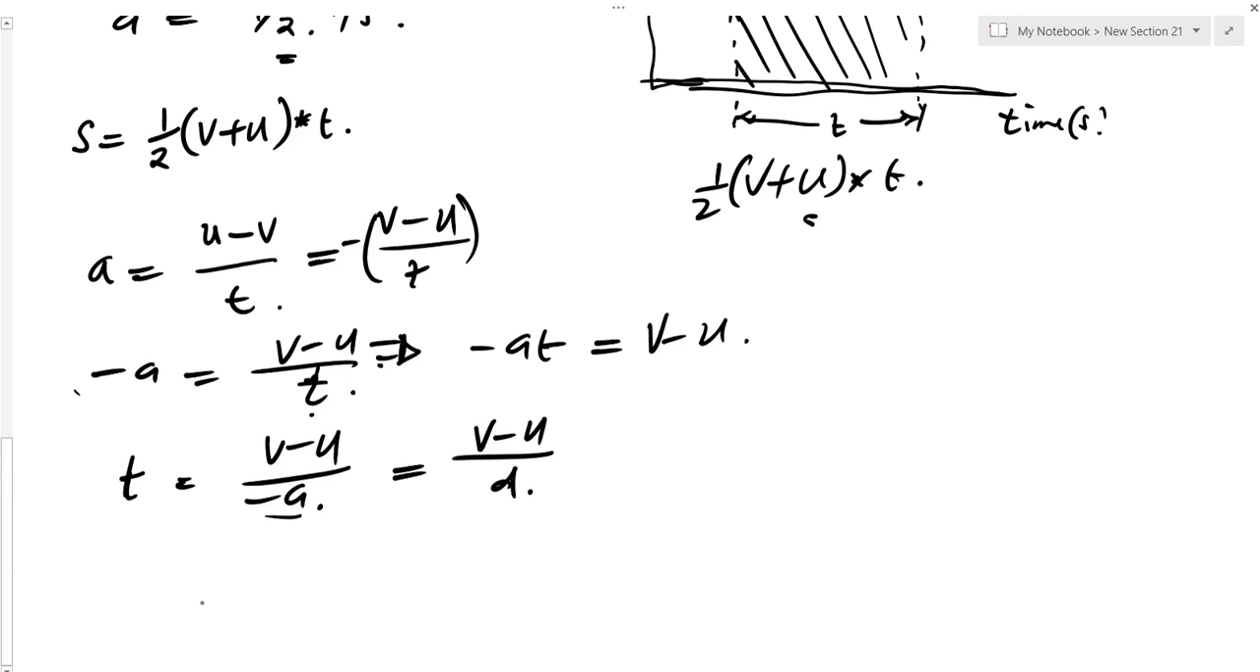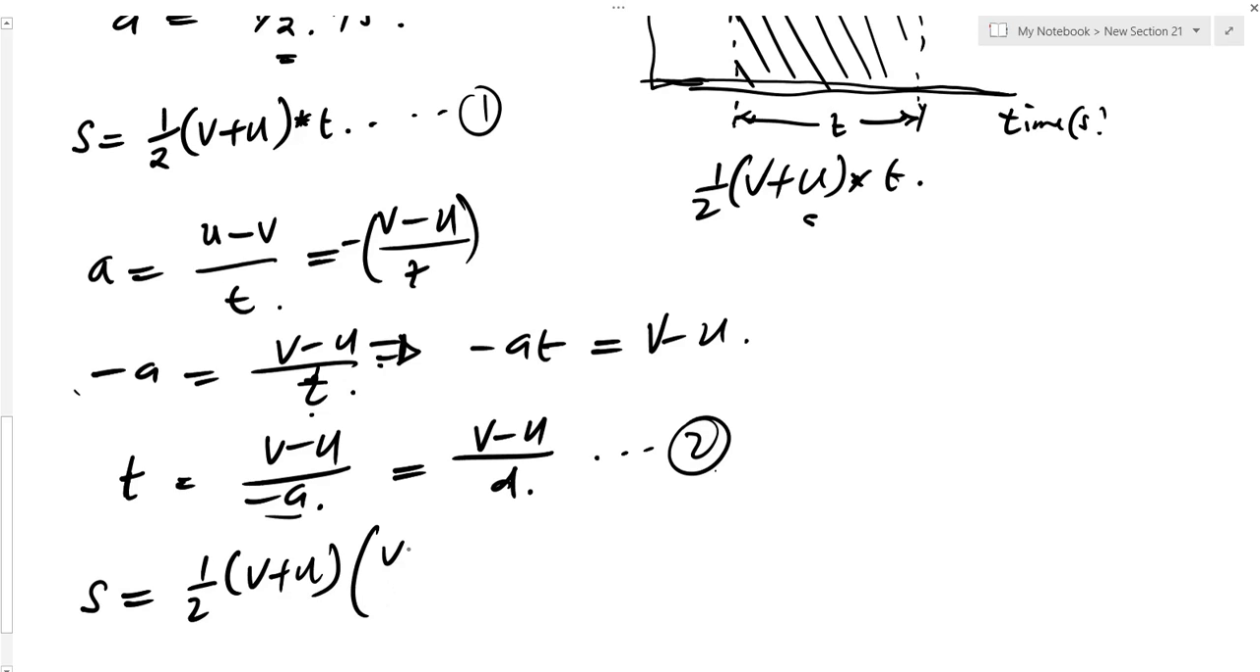Now let me substitute that into the equation. Let me call this equation 1 and call this equation 2. Let me substitute equation 2 into equation 1. I have s equal to half into v plus u times v minus u all over d, which will give us v square minus u square all over 2d.